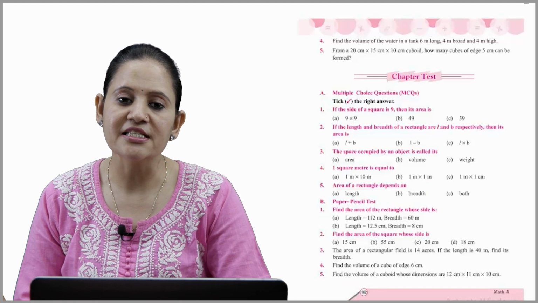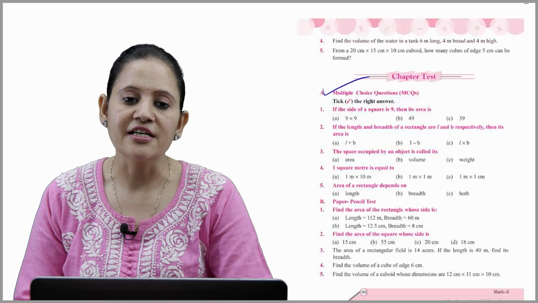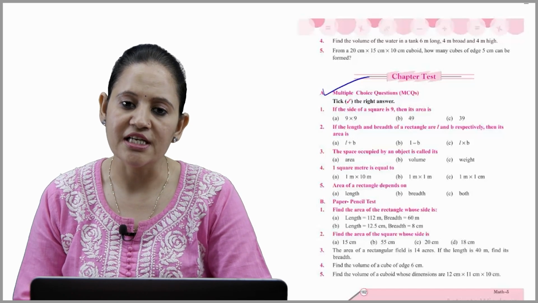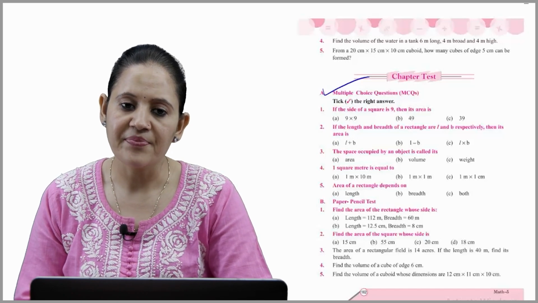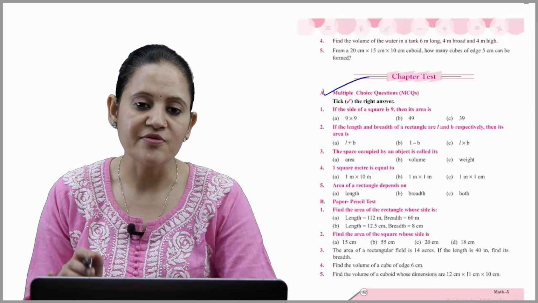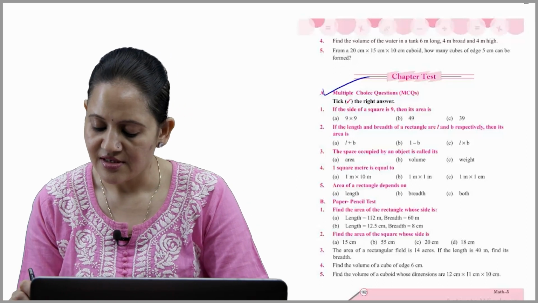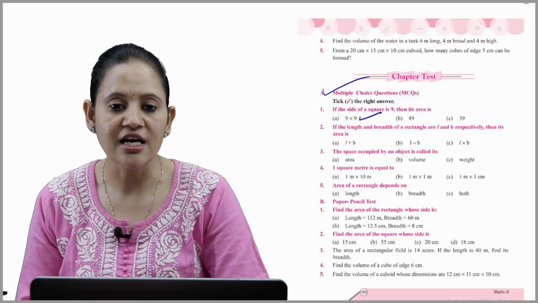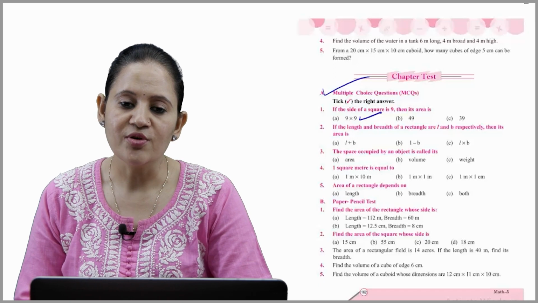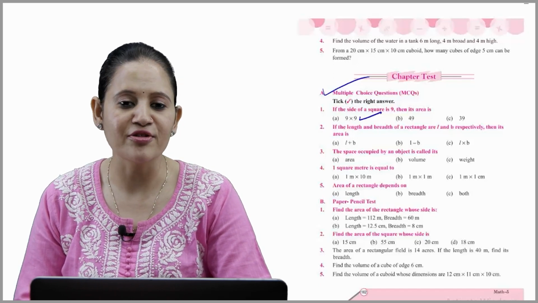Next is the chapter test, multiple choice questions. Choose the right answer. If the side of the square is 9, then the area, as we know, the area of the square equals side into side, meaning 9 into 9. So A is the correct option here. So here we end the chapter. I hope you have understood the chapter well. Now you have to practice it.